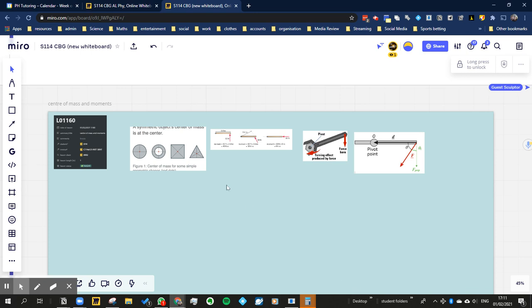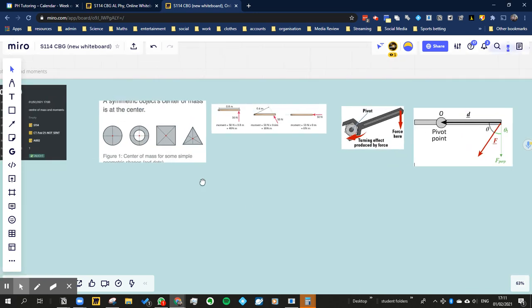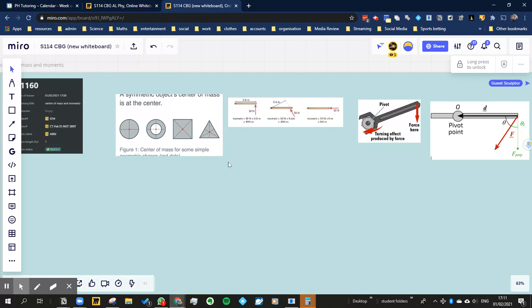Okay, so at GCSE, in fact, at Key Stage 3, you do first start learning about what are turning effects. And the idea is that what you might have first got is a picture of people on a seesaw. In fact, there's quite a good animation or simulation that you can use for this, so I'll briefly get that up so you know what I'm talking about.